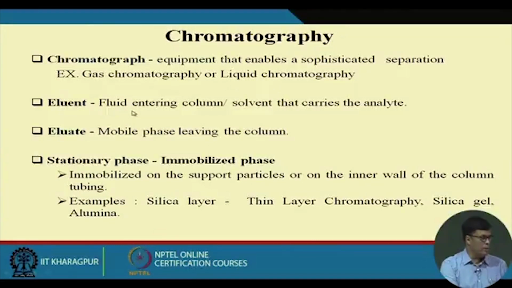chromatograph. Now, the eluent is the fluid entering the column, or the solvent that carries the analytes, and the eluate is the mobile phase leaving the column. The stationary phase is the immobilized phase, immobilized on the support particles or on the inner wall of the column tubing. For example, we have silica layer in thin layer chromatography, then we have silica gel, alumina, like this. We have different types of packing material we use in the column.